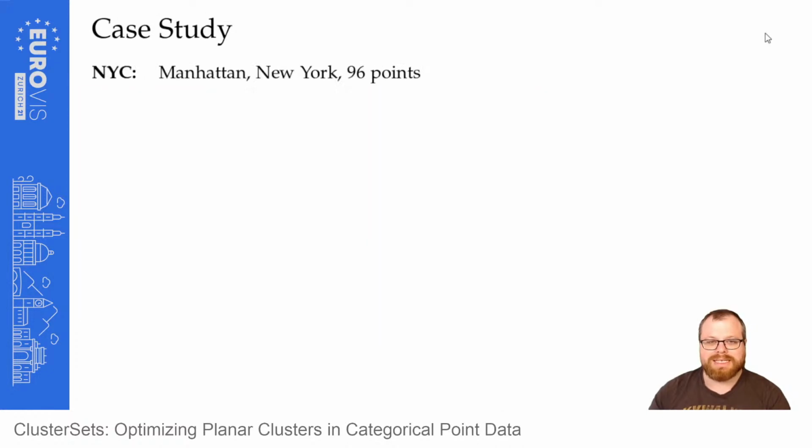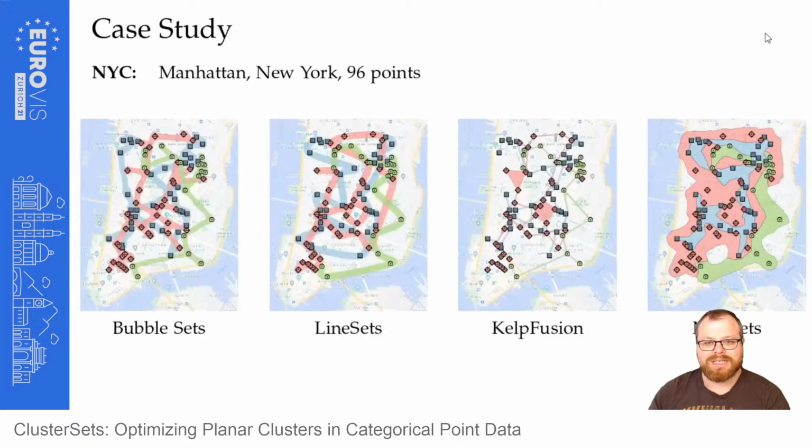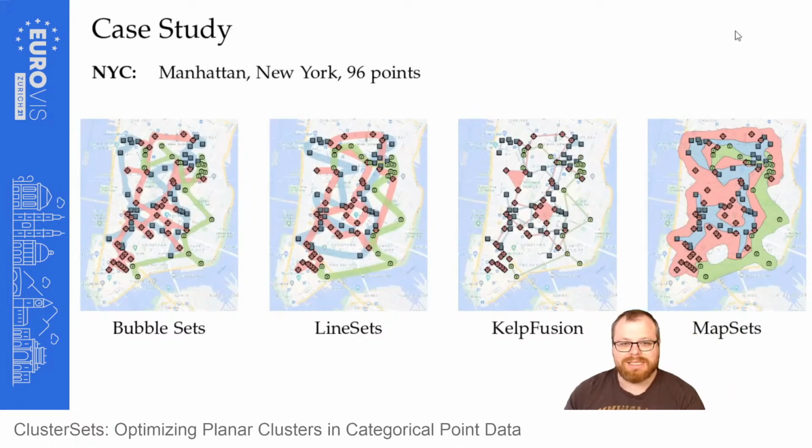The second dataset is from Manhattan and has been used as a benchmark before. That's the one that you saw on the first slides. Here, if we compare the different styles from the literature, we can see that the bubble sets, line sets and kelp fusion have many crossings between their sets. They might be at very small angles and they might even be very close to other facilities. While in the map sets we don't have crossings, but those polygonal shapes can be very complex.